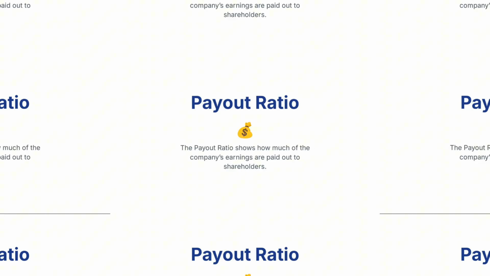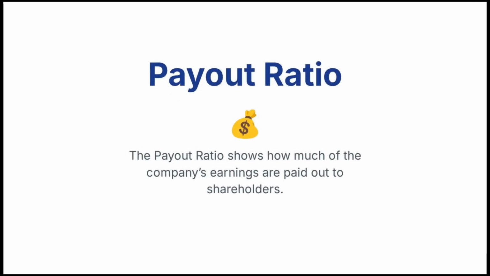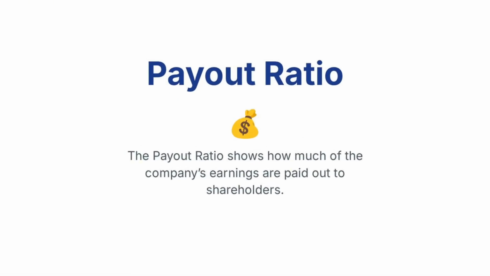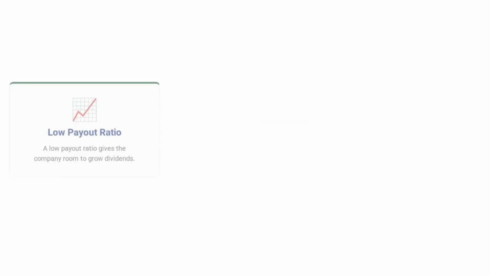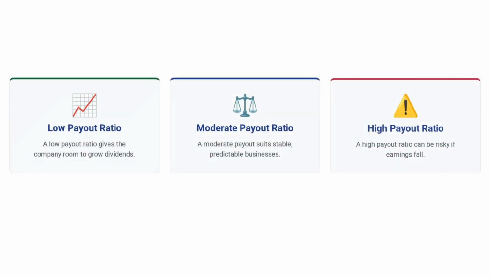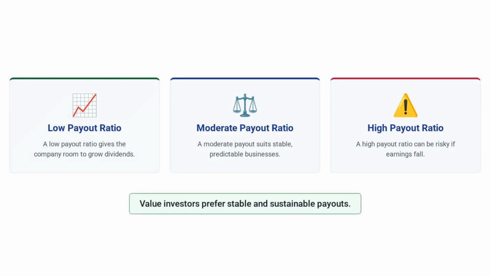The payout ratio shows how much of the company's earnings are paid out to shareholders. How it's calculated is simple. Payout ratio equals dividends per share divided by earnings per share. A low payout ratio gives the company room to grow dividends. A moderate payout suits stable, predictable businesses. A high payout ratio can be risky if earnings fall. Value investors prefer stable and sustainable payouts.